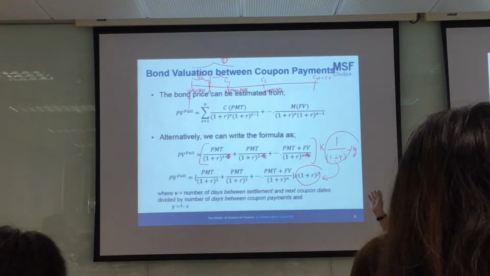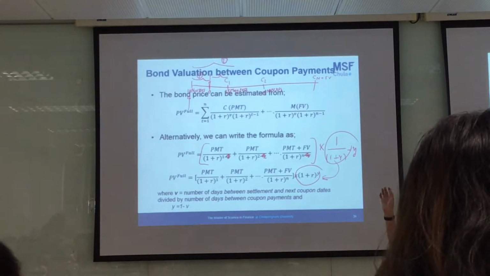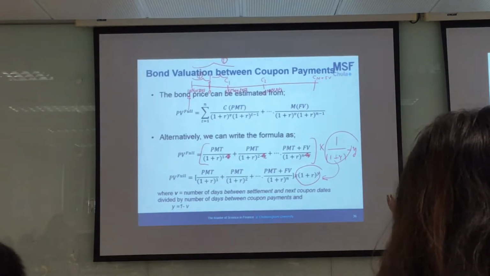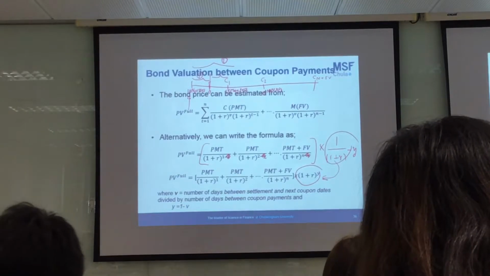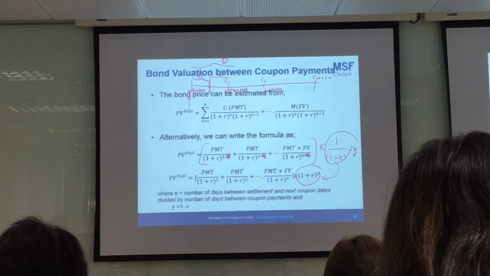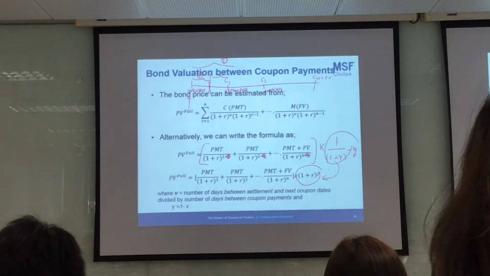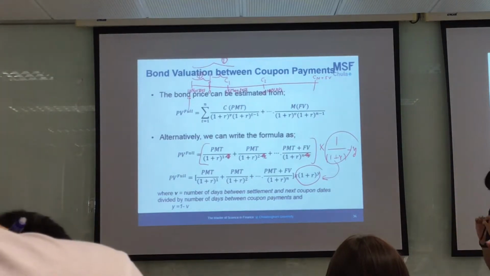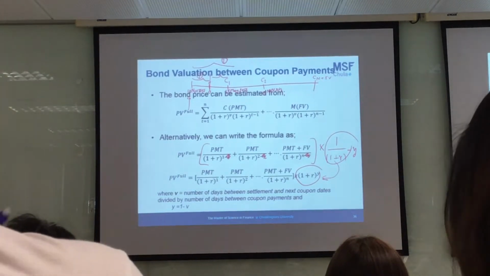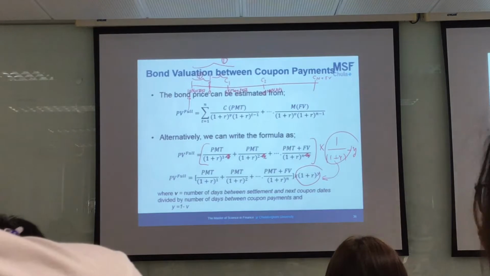Okay, so this is the full price. We get the full price first. This is something quite complicated. Why do we have to come up with the full price first? Because we submit the flat price. We do not submit the full price.